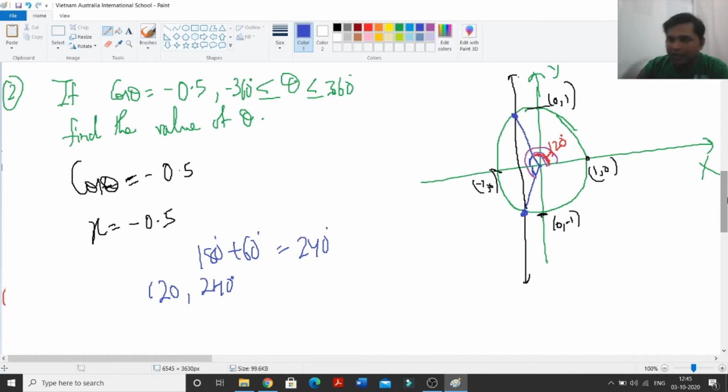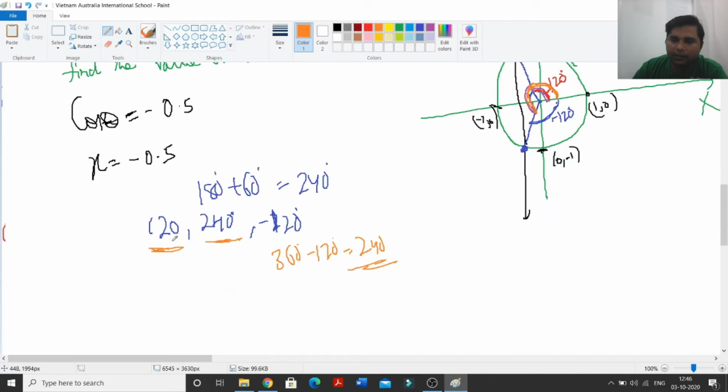There is another way to find the answers. As this is 120 degrees, this will be minus 120 degrees, right? So another answer you'll get is minus 120 degrees. If one angle is 120 and the other is 240, and if you go clockwise, this is minus 120, and if you go clockwise, you'll get minus 240. So these are the four values you'll get.